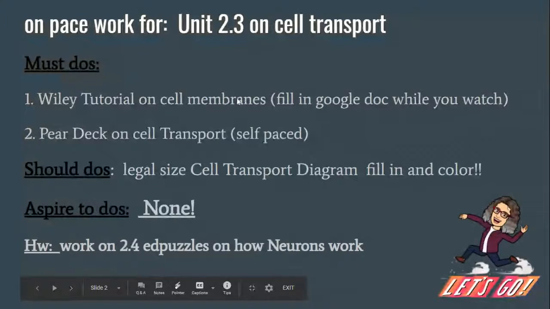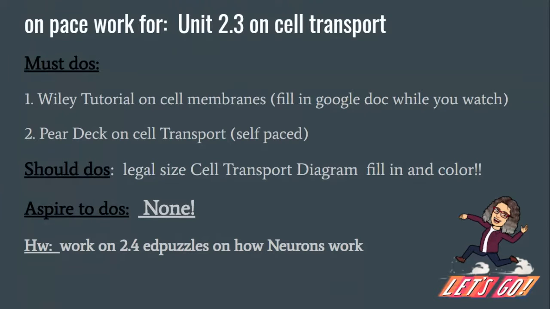There is something called a Wiley tutorial that you click on. It's already there in the Google Classroom, and then there's a Google Doc that you can pull open and fill in while you watch. I'll show you what that looks like in a minute. And if anybody has trouble with the Adobe flash drive to get it working, I'll run it live in my help room for anybody who wants to just come and do it there.